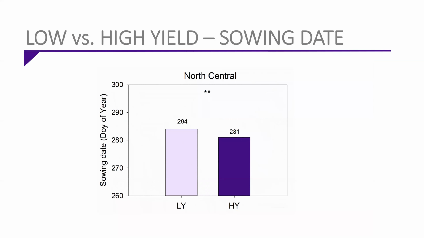Other things that we can do here is compare high yielding fields versus low yielding fields. And I'm just focusing on North Central Kansas. So you see here, the low yielding fields are the light purple bar. High yielding fields are the dark purple ones. And was there a difference in sowing date between those 30 fields that were the highest yields versus the 30 fields that were the lowest yields? And yeah, the lower yielding fields were actually planted about 3 days later than the higher yielding fields on average.